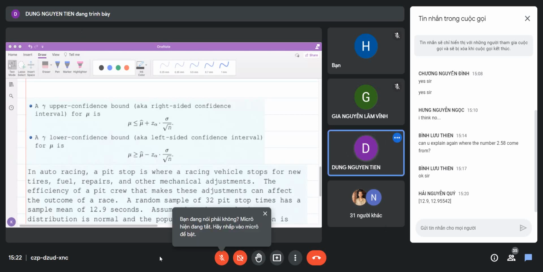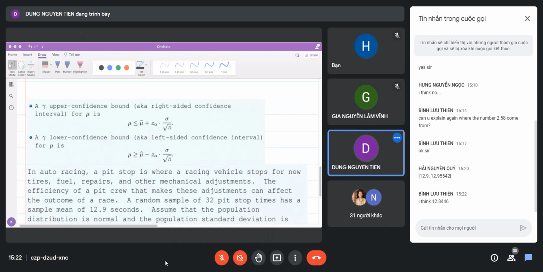When you have a one-sided confidence interval, then you have only one finite bound. The other end should be infinity.